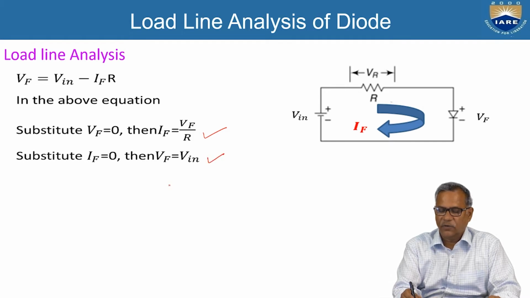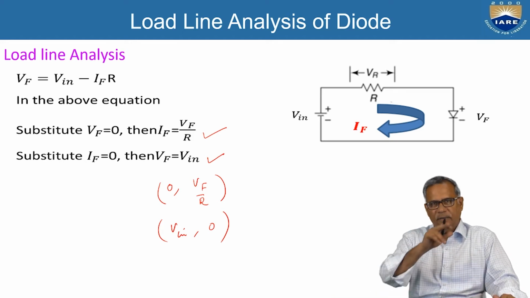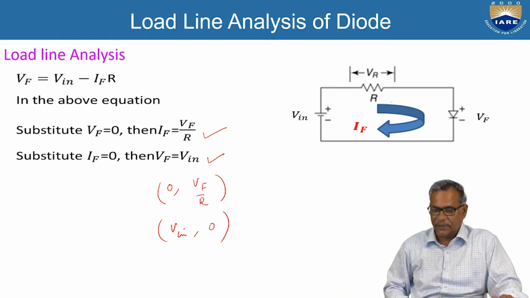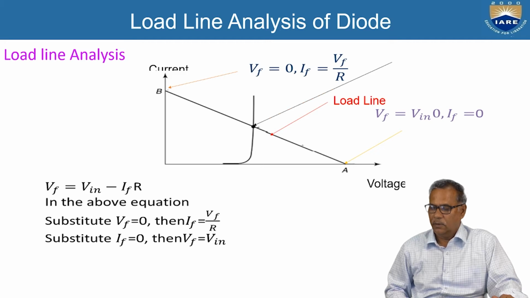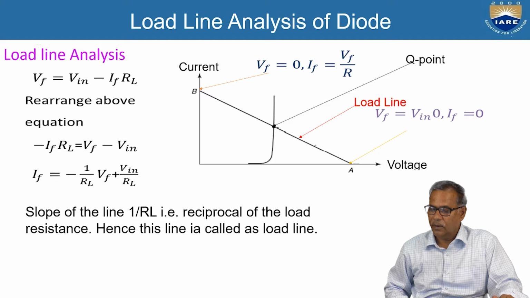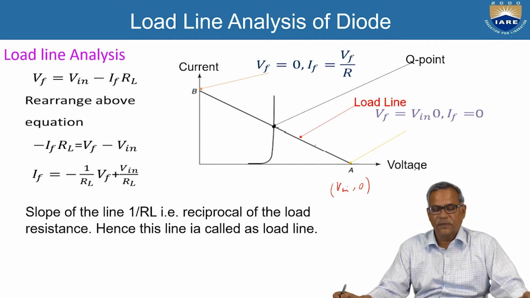So we are getting 2 points. What are the 2 points? One point is 0, comma Vn by R, and another point is Vn comma 0. We are going to put these points on the characteristic curve, and join these 2 points to get a straight line. That straight line is called the load line. Here Vf is equal to 0 and IF is equal to Vn by R, and the other point is Vn comma 0. So when IF is equal to 0, Vf is equal to Vn.